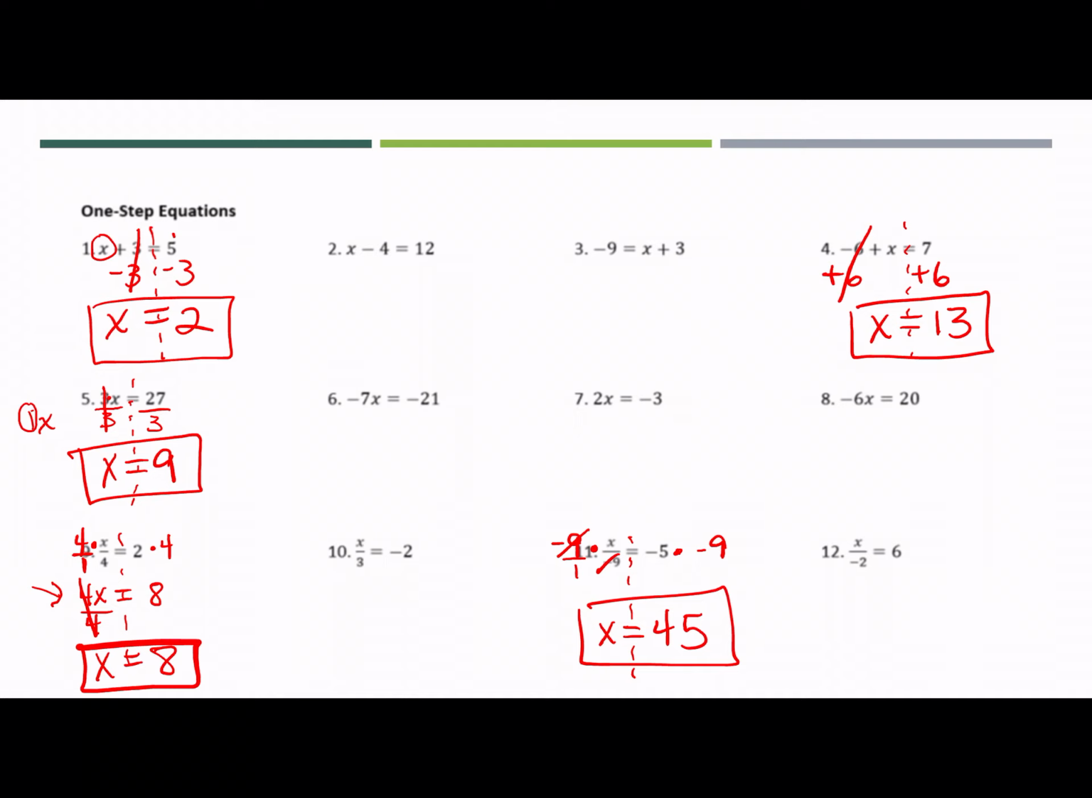Make sense? All right, so you guys have a couple more problems to do here that we didn't do together. I want you to pause the video, try these problems in your notes, and then when you unpause, I'll give you the answers and you can check them.